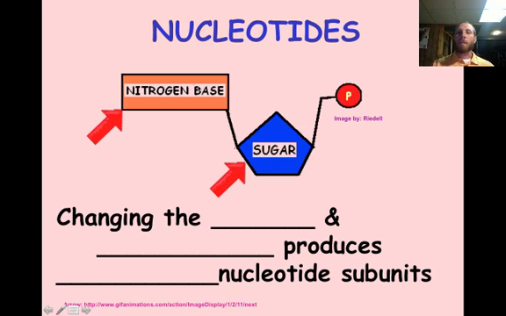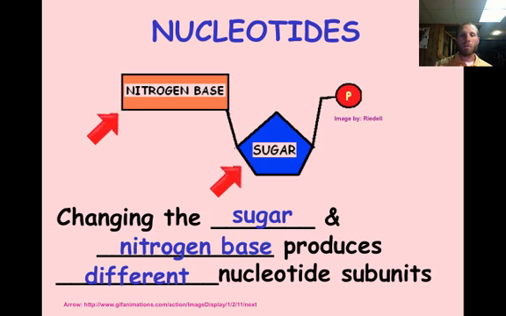This is a very general diagram of a nucleotide. Nucleotides are made of three smaller structures: a nitrogen base, which is a molecule containing the element nitrogen, a sugar compound, which has our C, H, and O, and a phosphate group. Here's where the element phosphorus comes in. Changing the sugar and nitrogen base produces different nucleotide subunits. Every nucleotide will contain a phosphate group. If it's DNA, it'll contain one type of sugar, RNA, a different type of sugar. And even within the DNA and RNA, the nitrogen base can be changed, as we'll see in a moment.